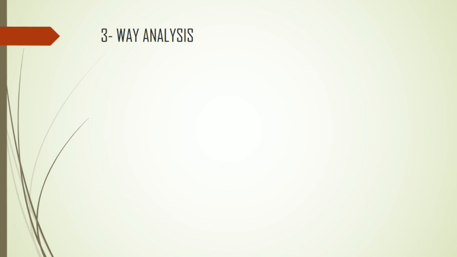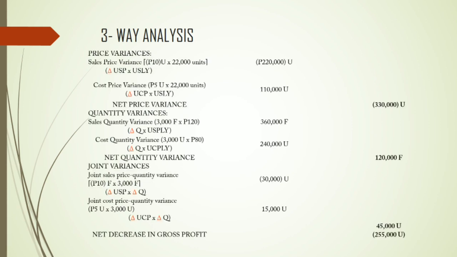So next is the three-way analysis. We have the price variances again and the cost and the quantity variances and the joint variances. Under the price variances, we have SPV and CPV. Here, what we will use is the units sold last year, which is 22,000, unlike earlier where we used 25,000. So we have a decrease in selling price of 10 pesos unfavorable times 22,000 units. We have 220,000 unfavorable. And here is the increase of 5 pesos, unfavorable because the expense increased, times 22,000 units equals 110,000 unfavorable. Since both are unfavorable, we will be adding the two and we will be getting a negative 330,000 unfavorable.